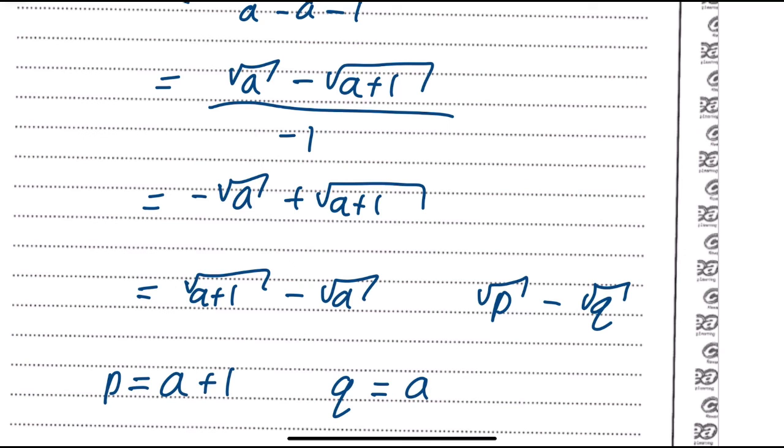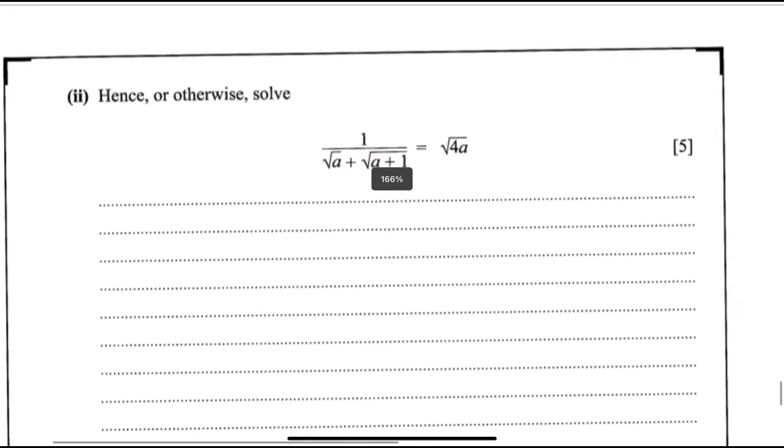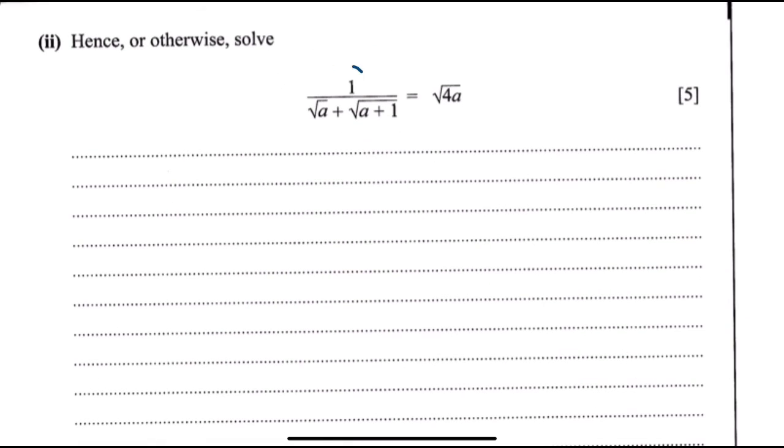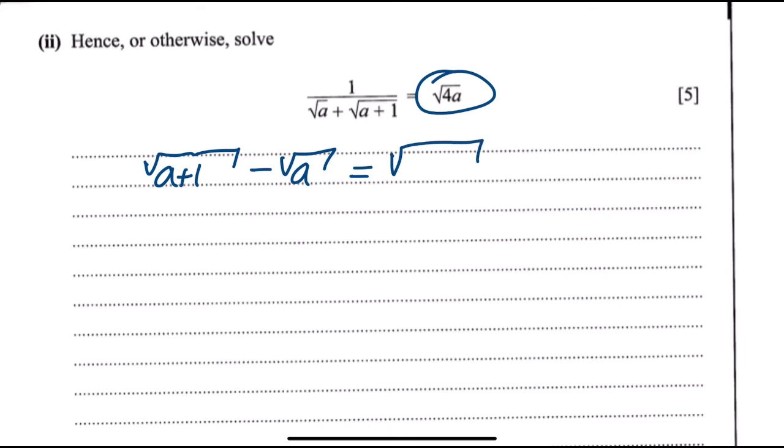And our last question, thankfully, it says, hence or otherwise solve this thing. Now this thing we have now just said, this is the same as root of A plus 1 minus root of A. And then what we have over here is root of 4A. Root of 4A is the same as root of 4, which is 2 times just the root of A. So it's a wee bit of understanding of surds and how they work. So then bring that root A across. You're going to have 2 root A plus another root A, which is going to be 3 root A.